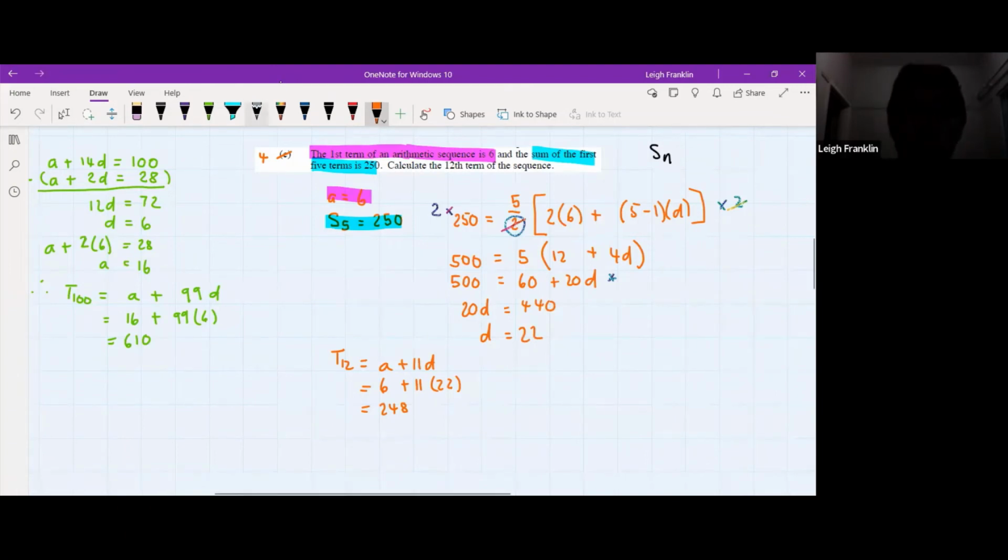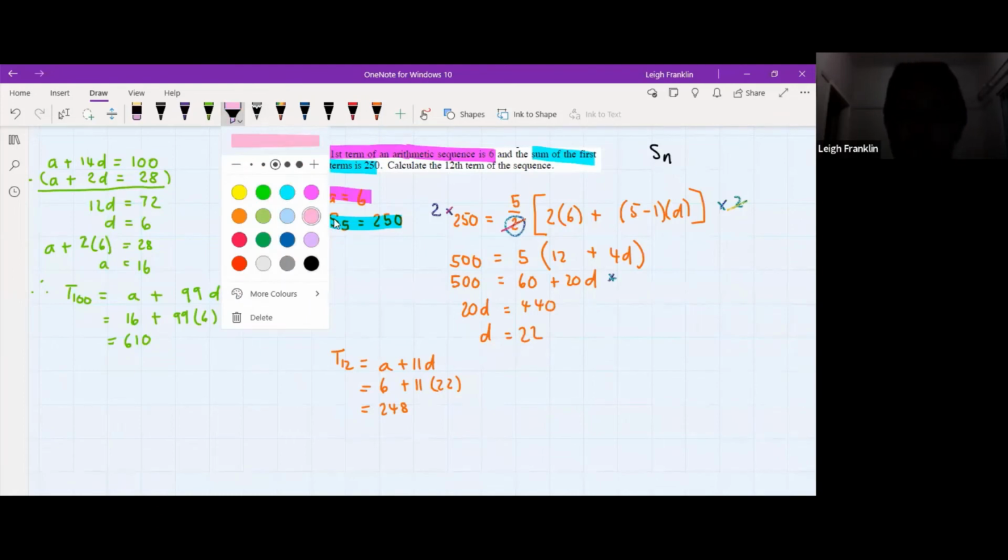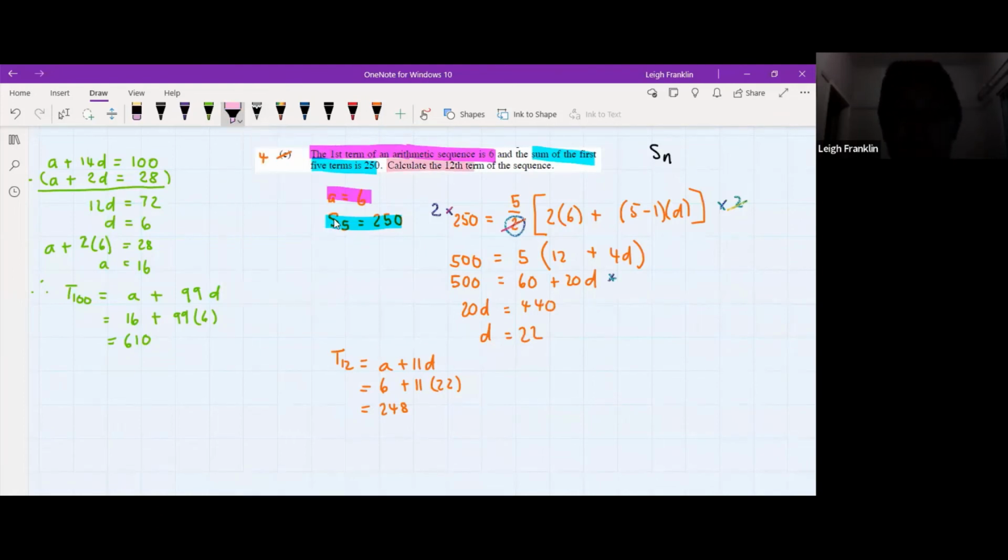Then when they ask me to go back and calculate the 12th term of the sequence, I'm going to write T12. T12 is a plus 11 differences. So a was 6, plus 11 times d, which was 22. That comes from subbing it in over there, and then I get my answer. Okay, does that make sense? Tumelo, does that feel better?